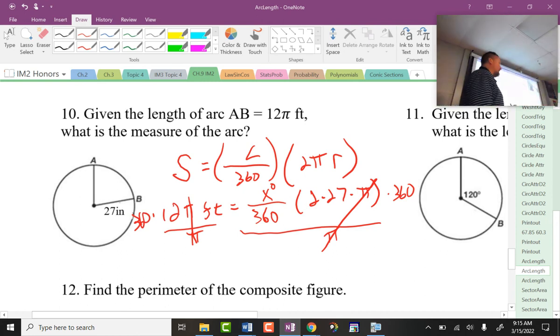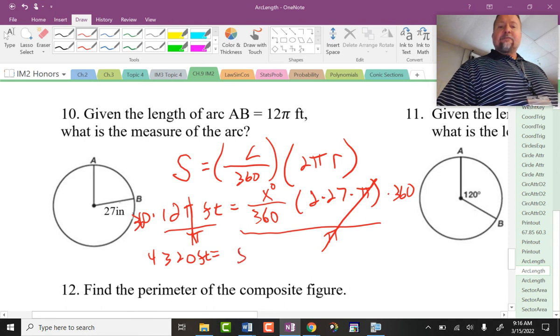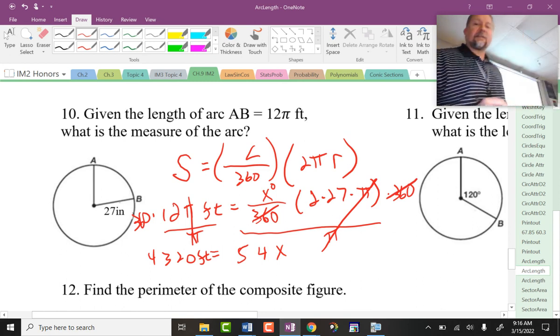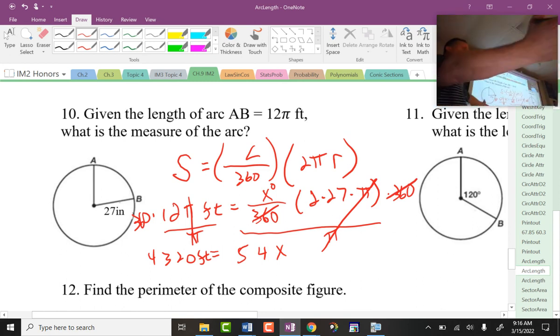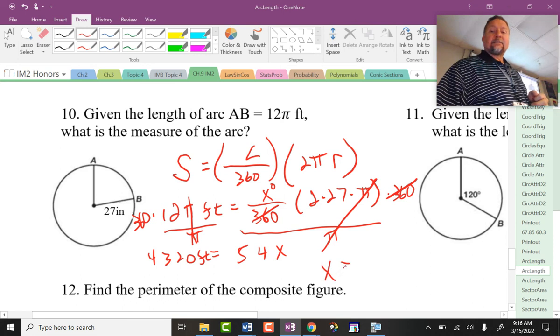What's 12 times 360? Tell me what that is. 4,320 feet. And then what I have left is 54x, because I canceled this. This is why I undid the 360. And 2 times 27 is 54. I just have to divide by 54. By the way, there is feet in here. And then when you divide feet by feet, it disappears. And that's where the angle measure in degrees comes in for your dimensional analysis. That's kind of tough, but that's really what happens. What's the final answer? 80. So x equals 80 degrees.